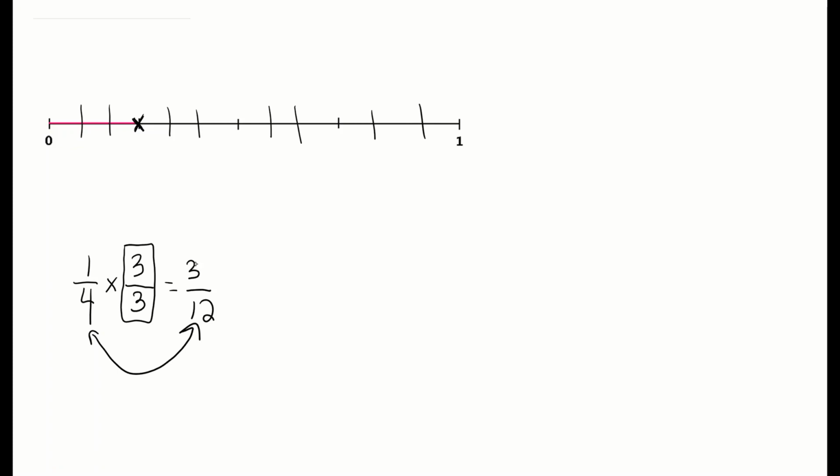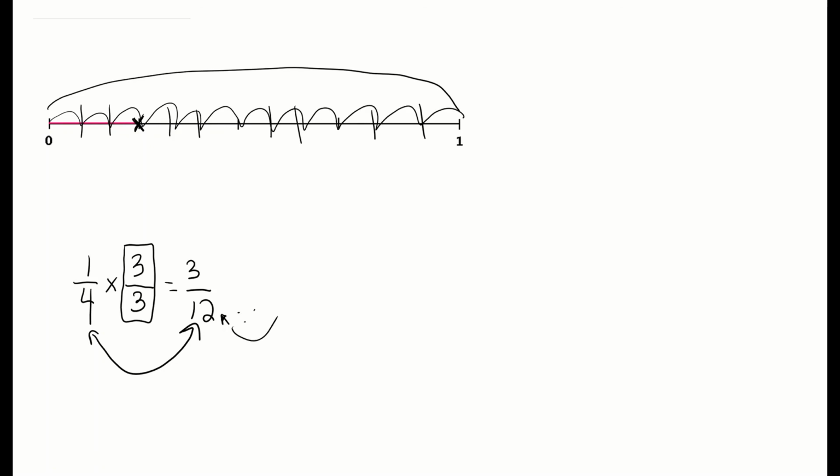Well, now let's see if our denominator in fact is 12. Is my whole broken into 12 parts? Let's see. 1, 2, 3, 4, 5, 6, 7, 8, 9, 10, 11, 12. Okay. Now here, I see how many 12ths are actually represented. 1, 2, 3. All right, so 3/12 is in fact equivalent to 1/4.